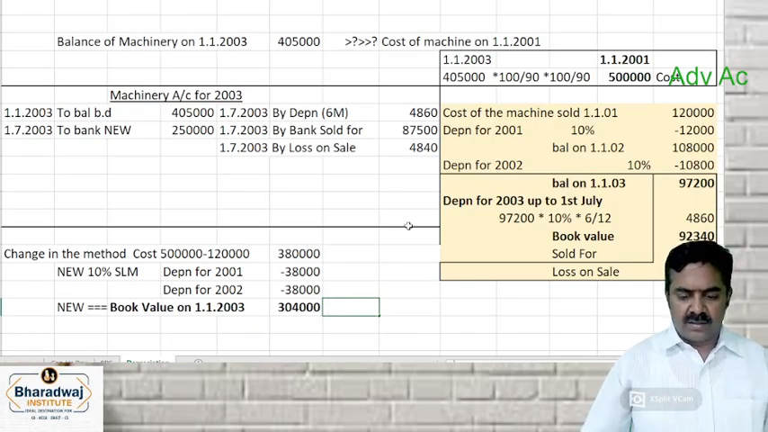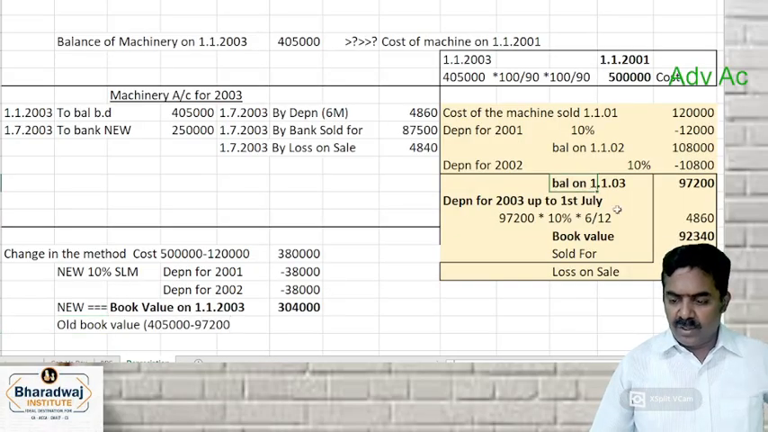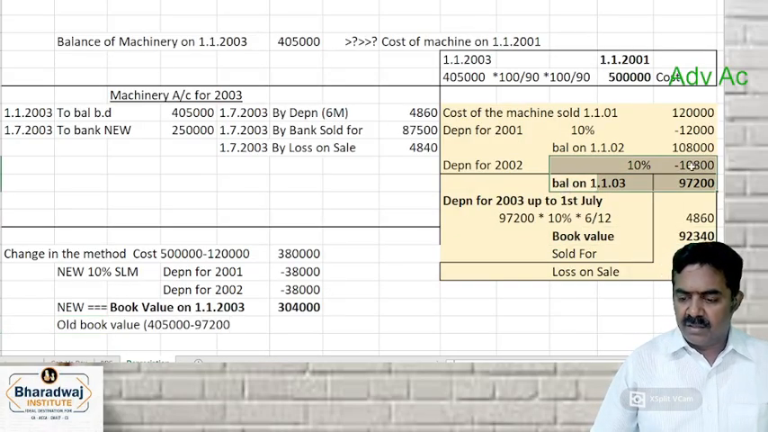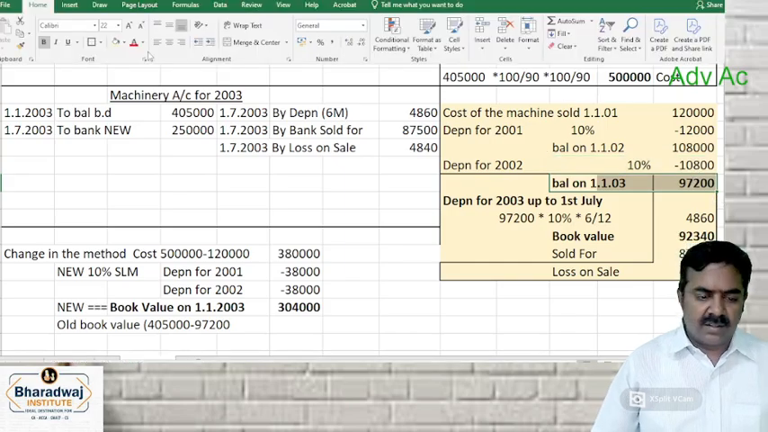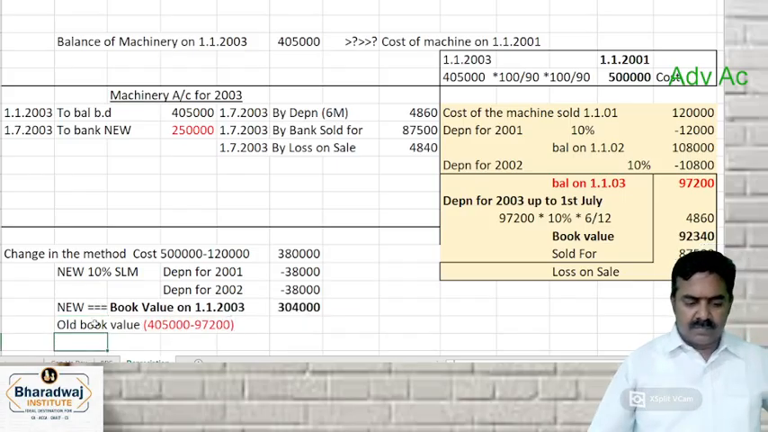It is not 4,05,000. Old book value, if you look, out of 4,05,000 we sold 97 to 100. Don't take 90 to 340. What is the book value of the asset sold? 97 to 100. Out of 2,50,000, 97 to 100 has been sold. So what will be the book value of the old asset in hand? 4,05,000. In that, 97 to 100 book value is sold out.